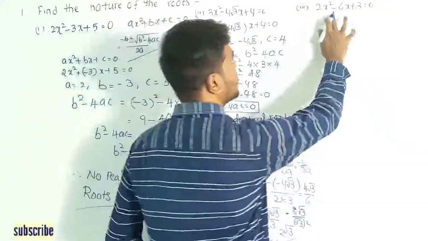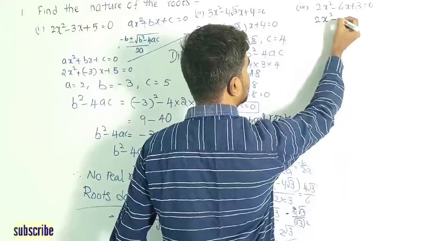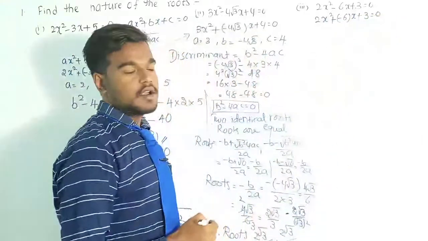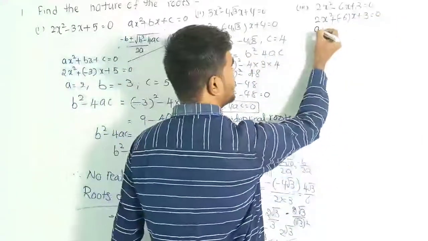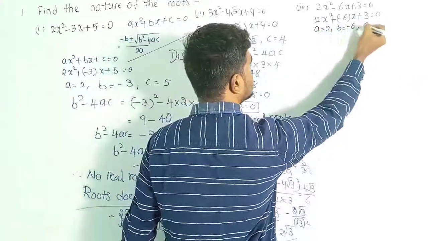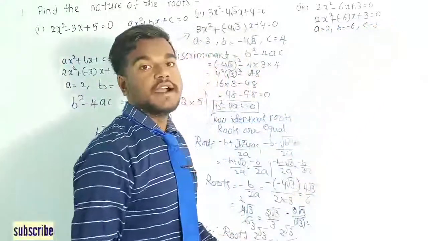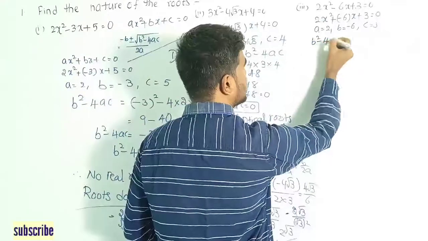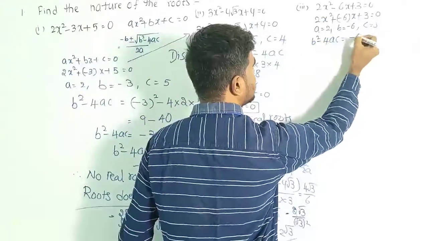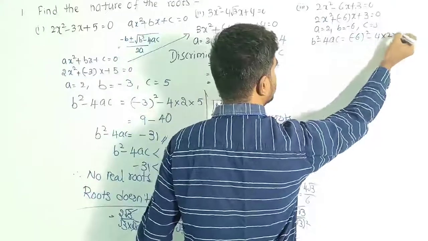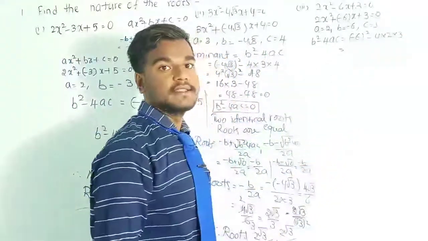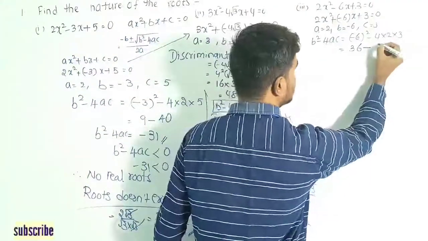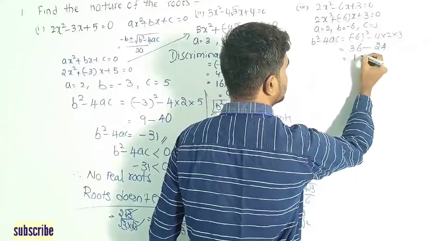So 2x square minus 6x plus 3 will be equal to 0. Let's write 2x square plus of minus 6 into x plus 3 equal to 0. So this is our expression. Let's write a equals 2, b equals minus 6, c equals 3. Now let's find the discriminant, to find the nature of the roots. Then b square minus 4ac. So b square is minus 6 whole square minus 4 into 2 into 3. Minus 6 whole square is nothing but 36. 4 2s are 8, 8 3s are 24. So 36 minus 24 will be 12.